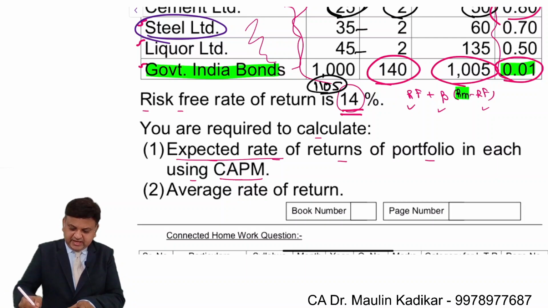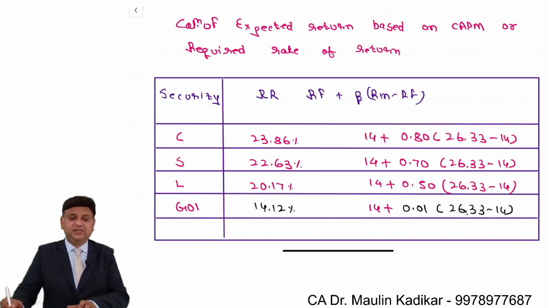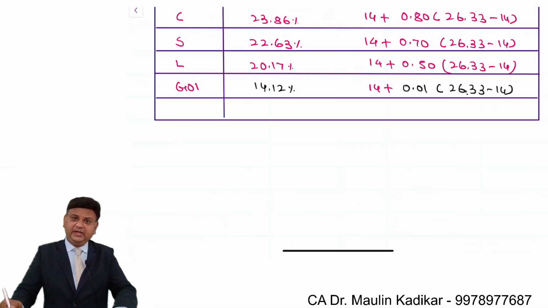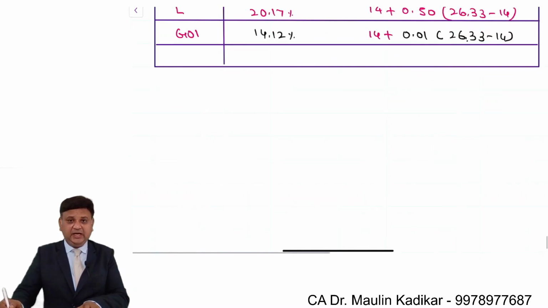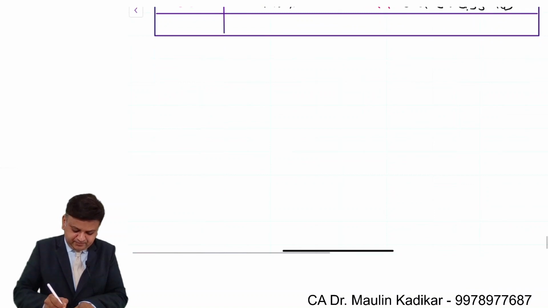The second part of the question is the calculation of average rate of return. Dear students, over here the institute has made an assumption for doing the second part of the question. The institute has assumed that average rate of return means we are required to find the return of a portfolio consisting of these 4 securities held in equal proportion. So let us see how to make the calculation of the answer.